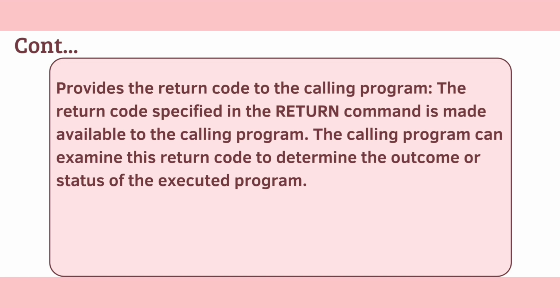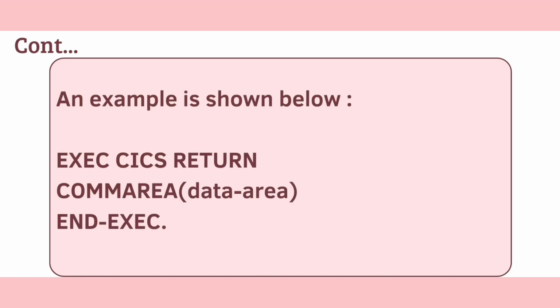The Xctl return command is typically used when a program has completed its processing or encounters a condition where it needs to exit gracefully. By providing a return code, the program can convey information to the calling program about the execution result, errors, or other relevant information. Here I have furnished an example. Please go through it.